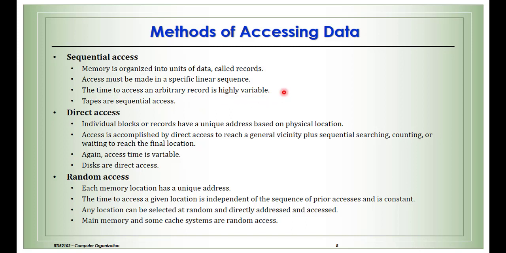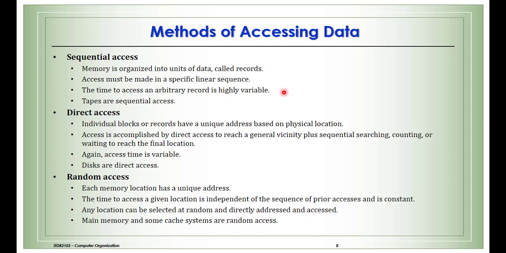Variable means the access time for reading the data of a location in the tape is different than the access time for another location. So reading from the beginning of the tape is different in access time than reading some data from the middle or from the end of the tape.